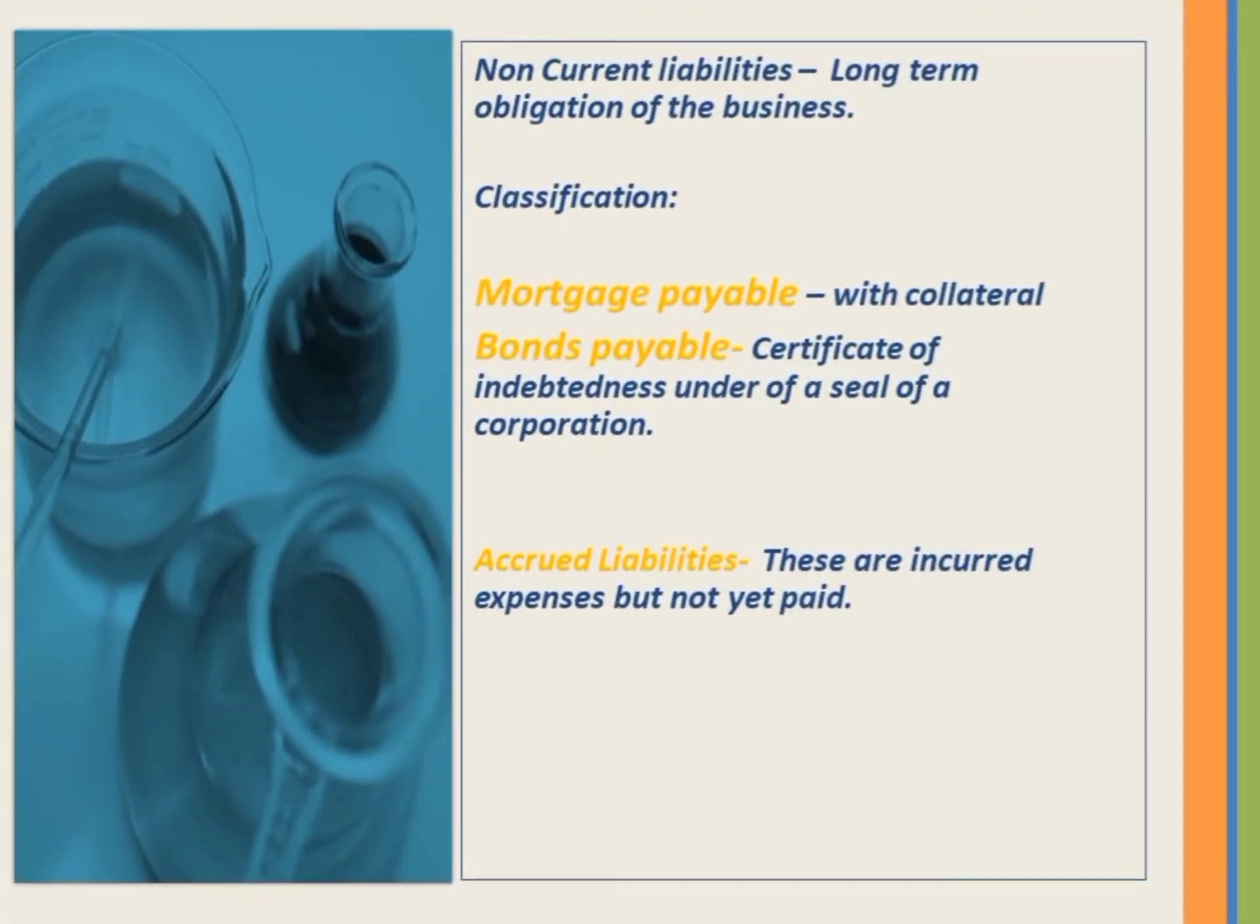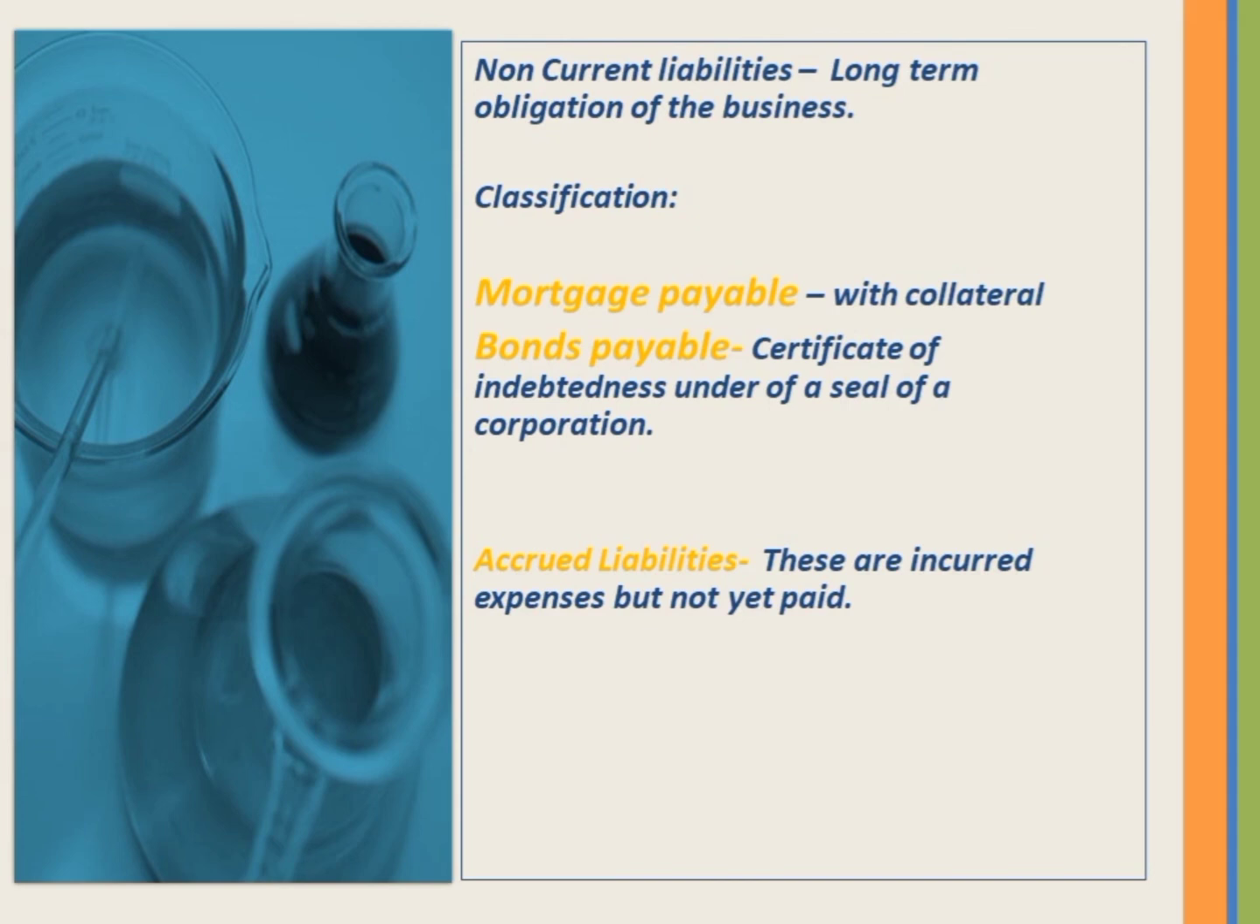Non-current liabilities are the long-term obligations of the business. An example of long-term liabilities of the business is mortgage payable. The paper that we usually use as collateral is the land title. Next is bonds payable. This is also a long-term obligation, like 3, 5, or 10 years, depending on the agreement. This is a certificate of indebtedness under the seal of a corporation.